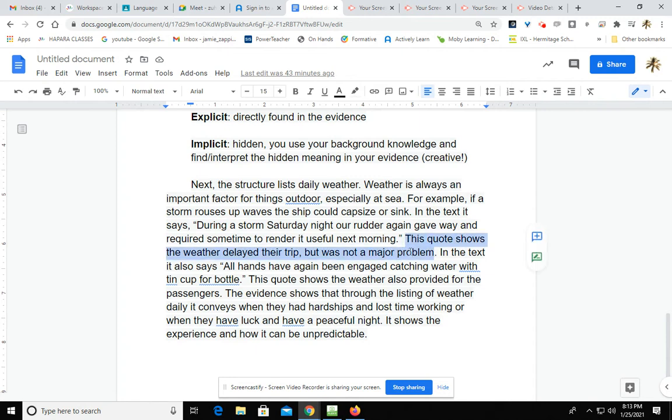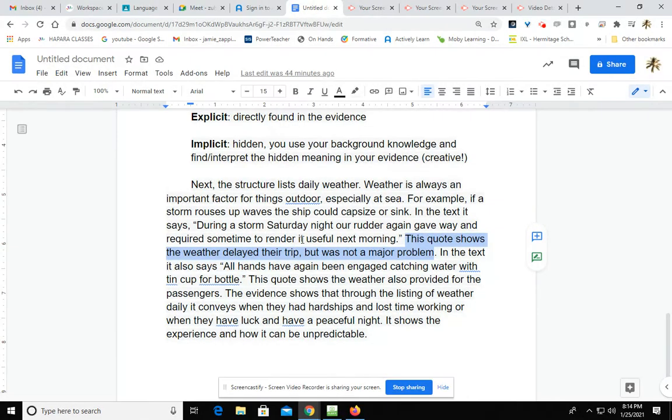Now, if we look at this piece of evidence, or this analysis, is it explicit? Is it directly found in that evidence? It says weather delayed their trip. Well, up in the evidence it says rudder gave way after the storm and required some time to fix. So saying that a storm broke a rudder and it required some time, yes, it's explicit analysis because they're basically just restating that the weather delayed their trip word for word from what the evidence already gives. It's not a hidden meaning. It's directly stated in that evidence.